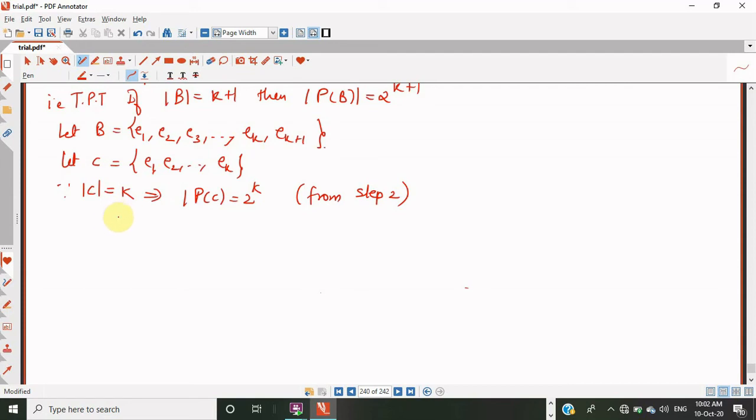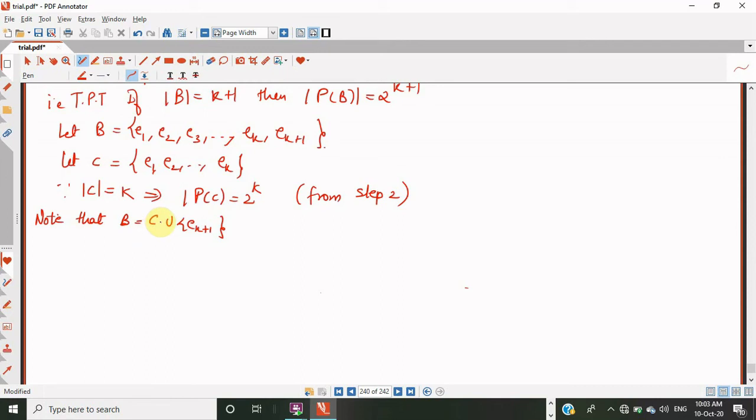And through this we would observe also that the number of subsets of B is 2 raised to k plus 1. So how do we do that? One thing you can note down is that this B is the union of C and the singleton e(k+1). So note that B is equal to C union the singleton e(k+1).